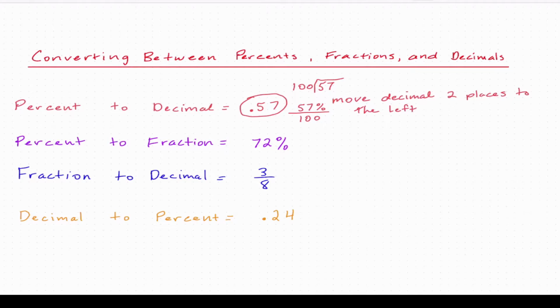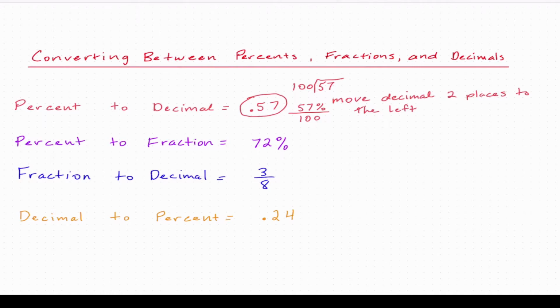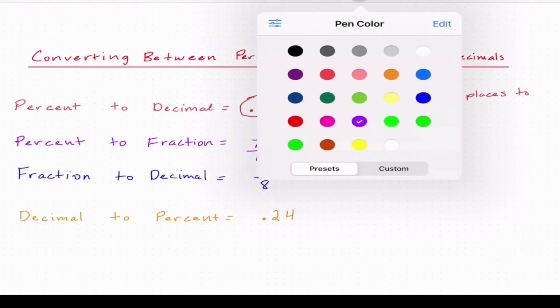The next one, let's look at changing a percent to a fraction. We have 72%. If we want to change that to a fraction, all we have to do is put that over 100. That's all you have to do for changing a percent to a fraction. Because it's out of 100, we can just take that percent sign off, and that would be our fraction, 72 over 100.